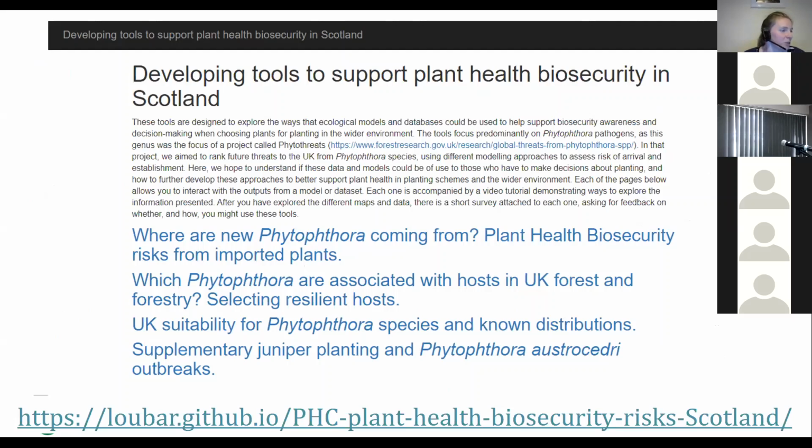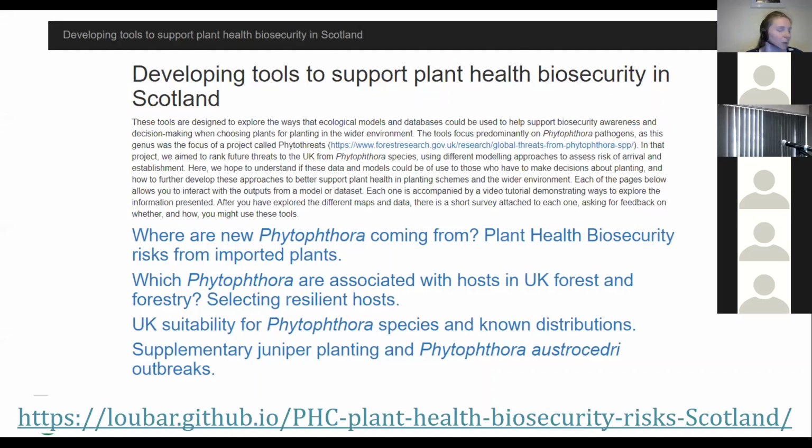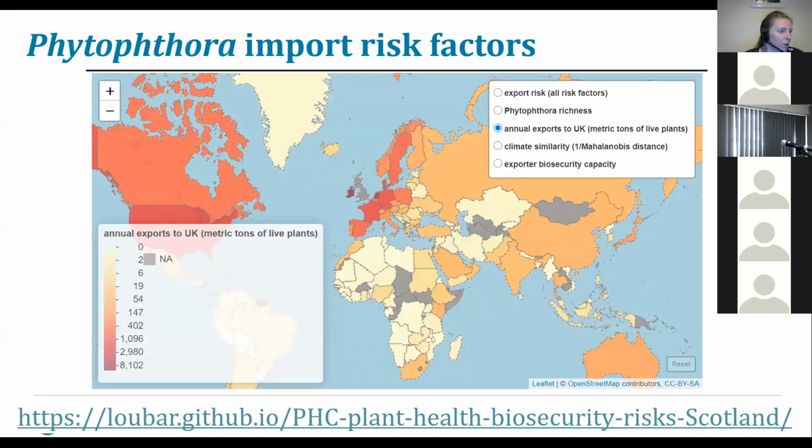And this is what the set of tools looks like so far. So it's a collection of web pages where you can visit different help from the Phytothreat project. And there are, I think, 4 sections in various stages of completion. And the first is where Phytophthora are coming from, which takes us to an interactive global map, and it's designed to help users explore the risks associated with importing plants from different regions globally.